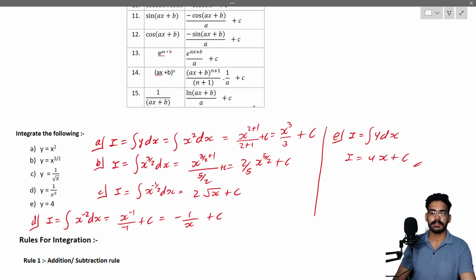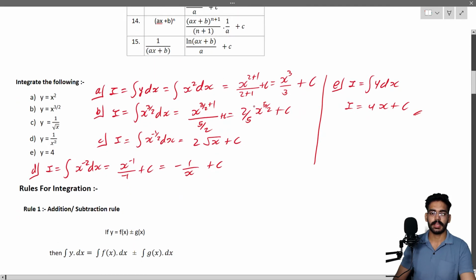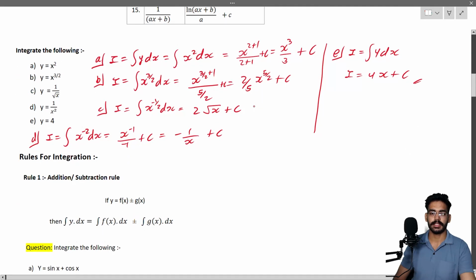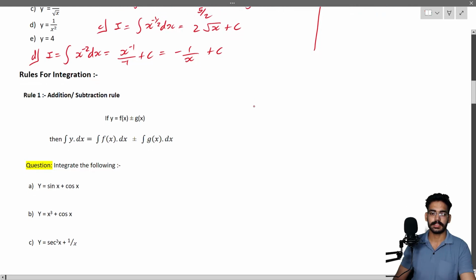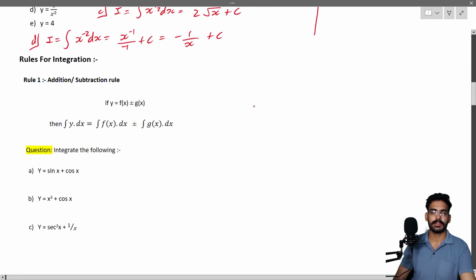Okay, now this is simple integration. We have mostly seen the x to the power n things. Okay, other things you will see here. Okay, so now we will go for the rules of integration.